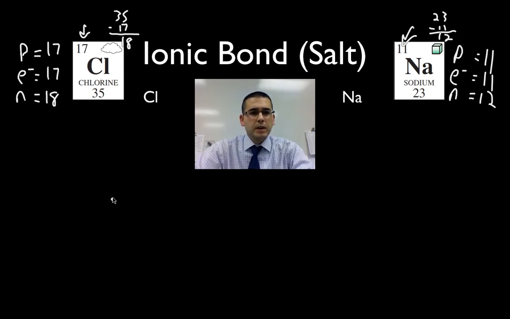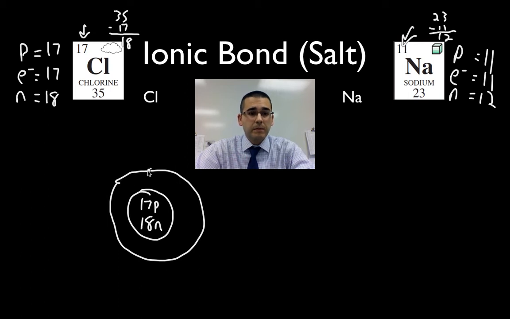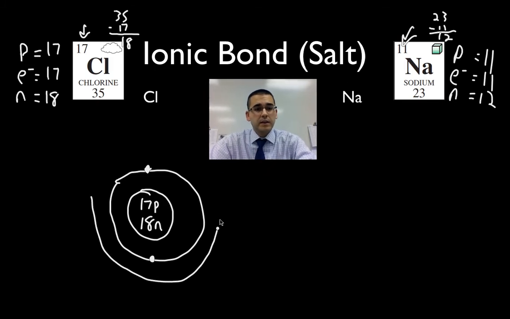Now let's draw them. For chlorine, I'm just going to draw them right underneath where I wrote this so you can do the same thing. We start with the nucleus, which is the central part of the atom, which contains protons and neutrons. So I'm going to write 17P for 17 protons and 18N for 18 neutrons. And then we need to disperse our electrons as we have before. Remember, the first energy level can hold a maximum of 2 electrons. The second energy level can hold a maximum of 8 electrons.